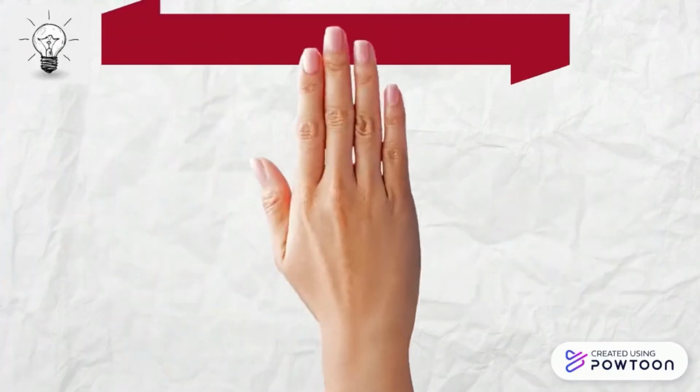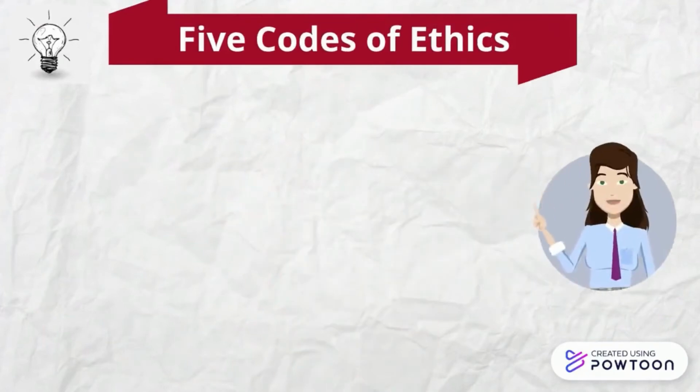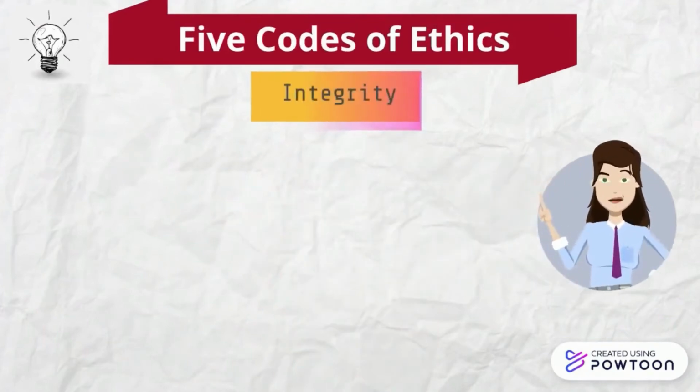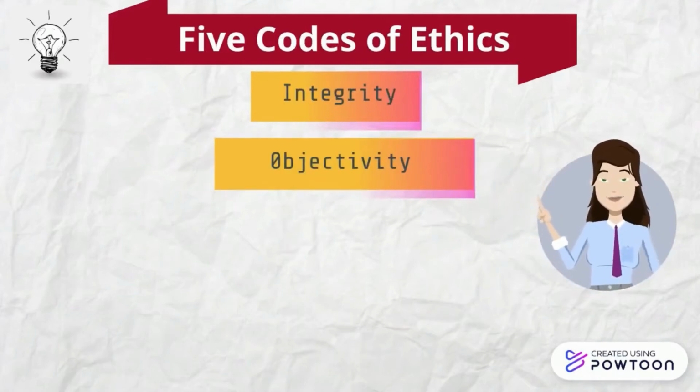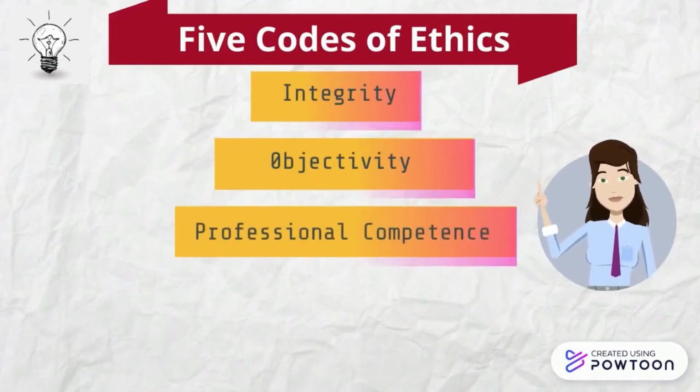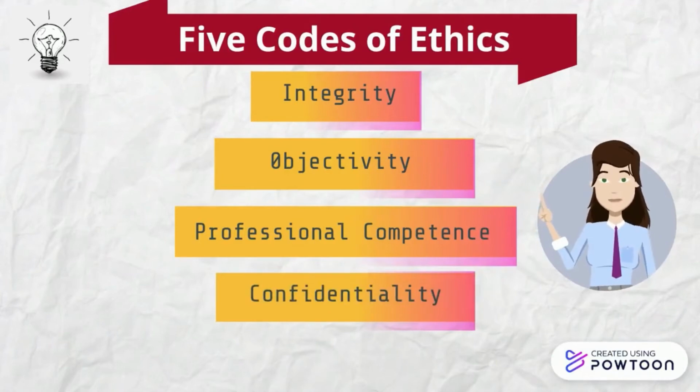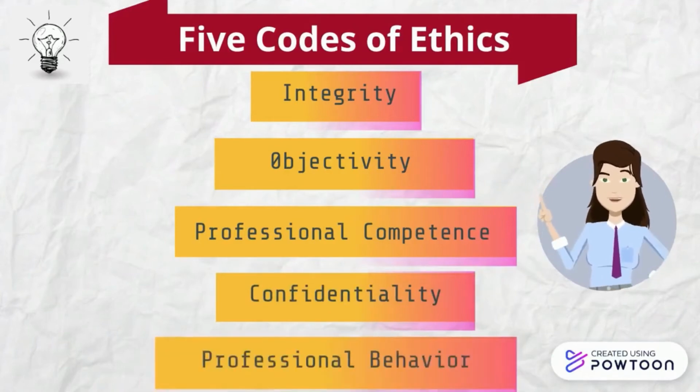Okay, so next we move to the five codes of ethics. The first is integrity, second is objectivity, third is professional competence, fourth is confidentiality, and the last one is professional behavior.